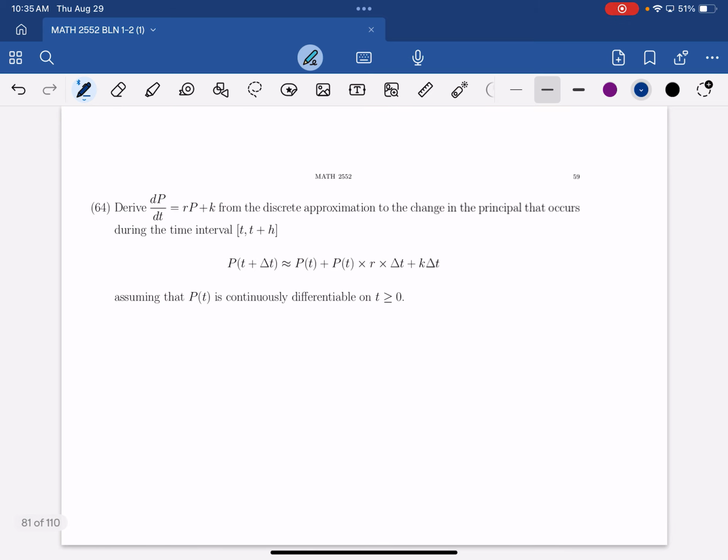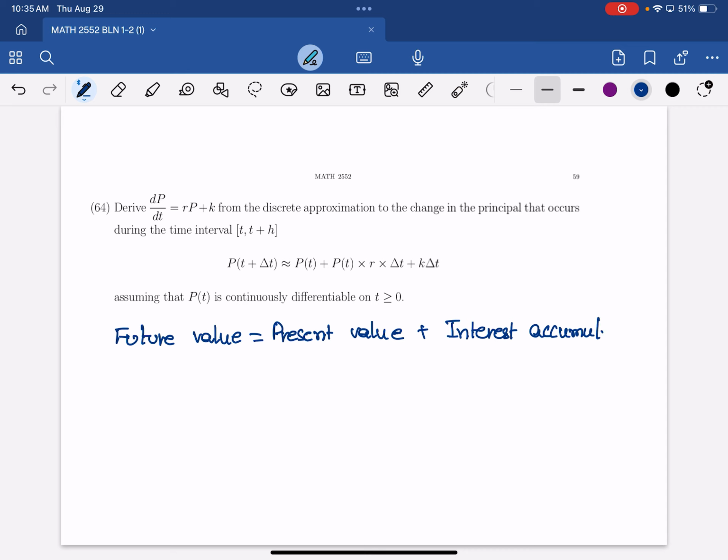Your future value is going to be whatever is the present value, plus the interest accumulated, plus the yearly contribution. Let's just say yearly contribution. In the case of paying off the loan, it would be the monthly payments or the yearly payments. Are you with me on that? If you're adding money to your 401k account, then it is a yearly contribution.